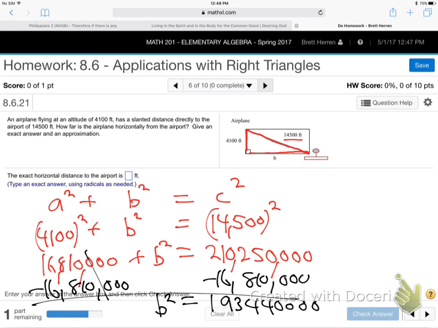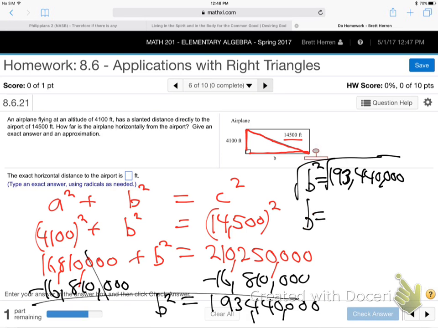Is that good to there? I'll put some commas in there. 193 million. So I've got b squared is 193,440,000. Good. And then root it. B equals.